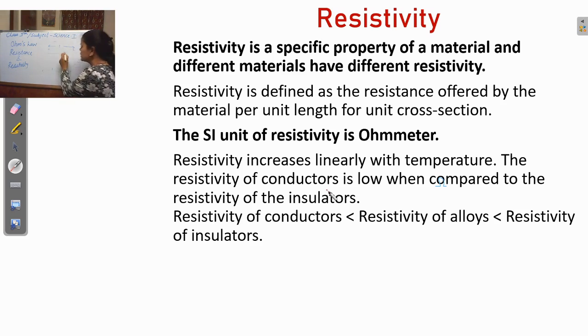So if this conducting wire is a conductor, then maximum current flows. But if this is an insulator, it resists the flowing of current, so the current will not flow through this insulator. So the resistivity of a conductor is low as compared to the resistivity of an insulator. Understand? That means the resistivity of a conductor is less than the resistivity of an alloy, and that is less than the resistivity of an insulator. Got it, student?